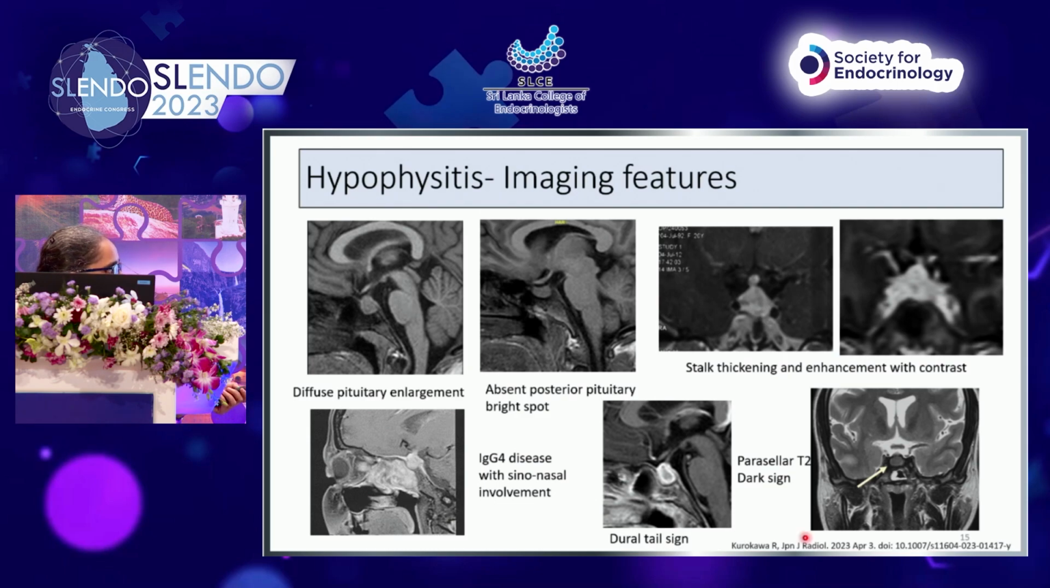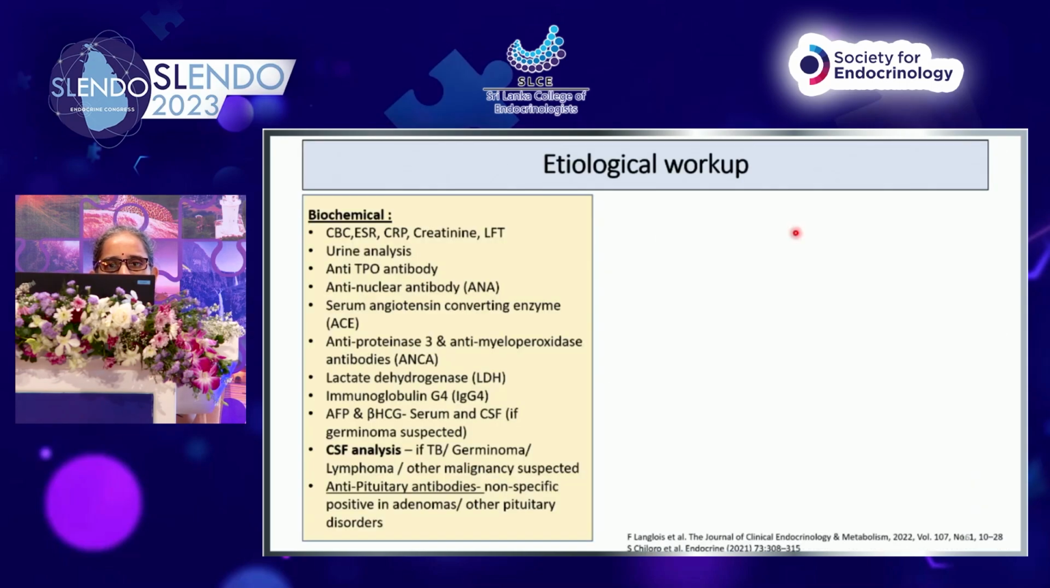These are some of the features which are useful to make an imaging diagnosis of hypophysitis. In patients with IgG4 disease, there is also a diffuse sinonasal involvement, which is a clue to the etiology of hypophysitis. The etiological workup should concentrate on looking at the secondary causes of hypophysitis, and sometimes a CSF analysis would be required as well, especially if tuberculosis, germinoma, lymphoma, or other malignancies are suspected.